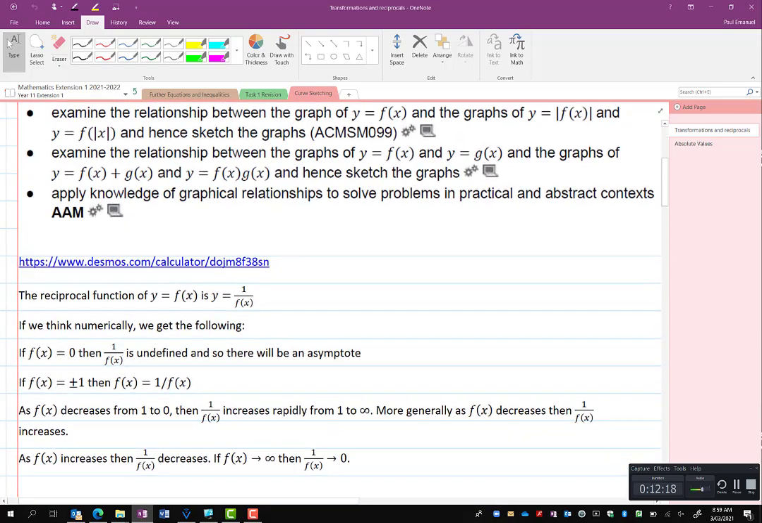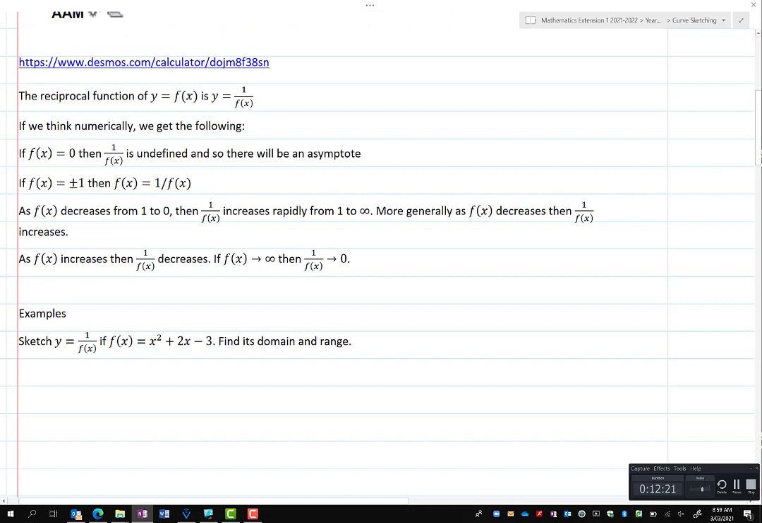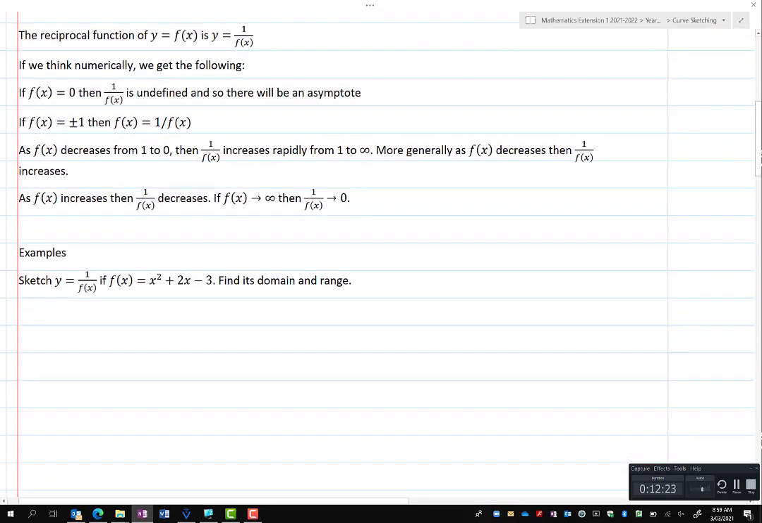Now we're going to start new syllabus stuff: reciprocal functions. Reciprocal is 1 over, right? So if I think about a function f(x), then the reciprocal is 1 over f(x). Okay, everyone happy with that?